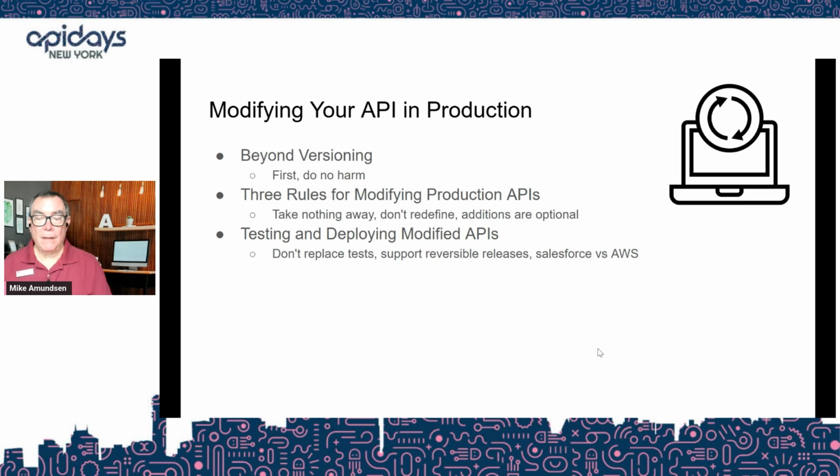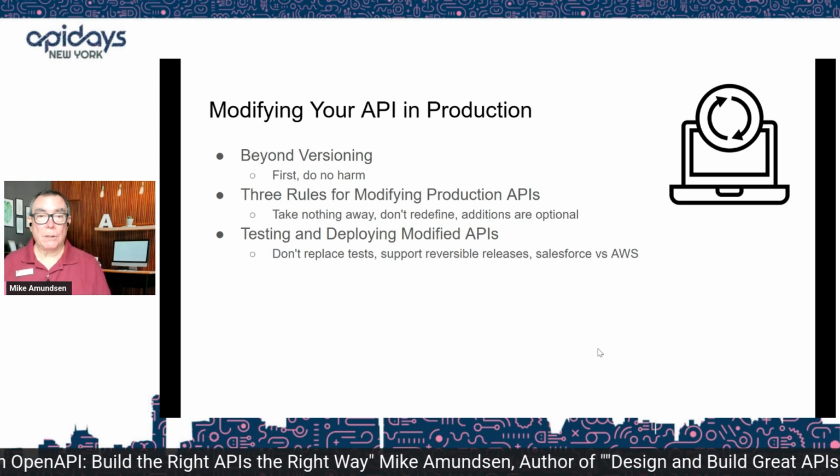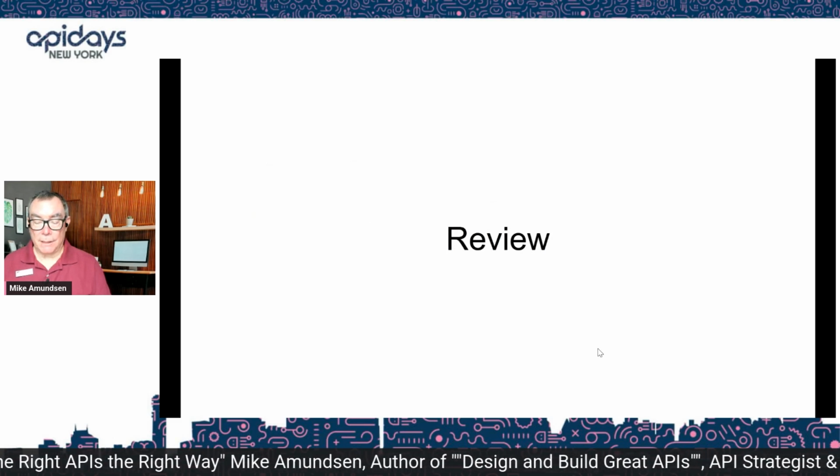There's this difference between what are called Salesforce releases and AWS releases. Salesforce always releases a brand new API and keeps multiple running at the same time. AWS releases only one API and makes sure it's always backward compatible. You need to make your choice.